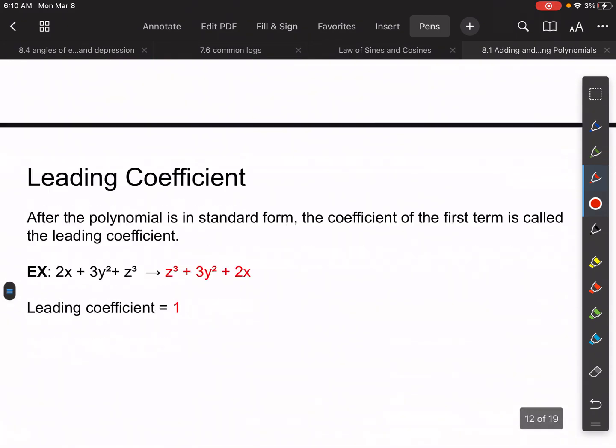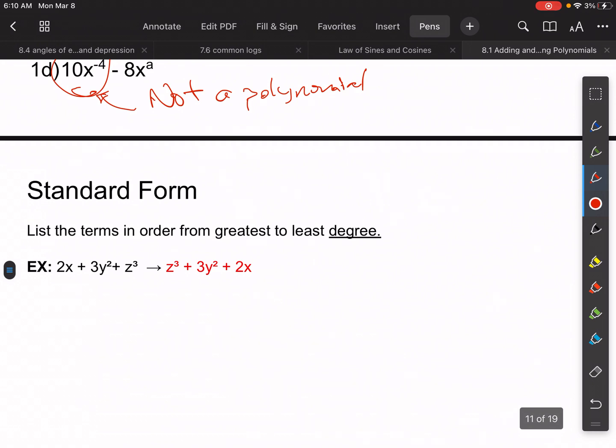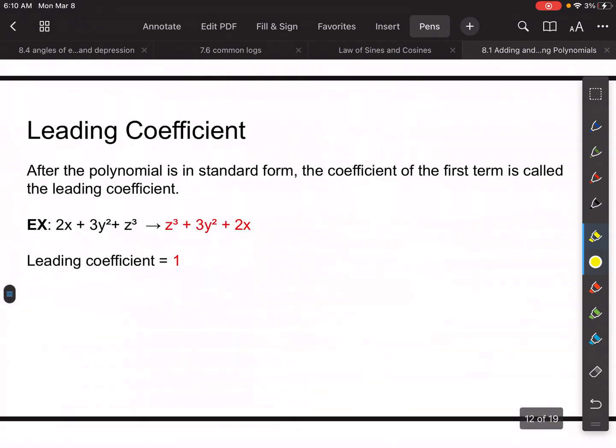Then we have to talk about standard form and the leading coefficient, and then we will do a bunch of examples and be done. So here we go. Standard form just says, list the terms in order from the greatest to the least degree. I've already kind of mentioned this. So notice example 1 here. The biggest degree is actually the z term. It has a degree of 3. The y term has a degree 2. The x term is degree 1. So we rewrite it in order of degree so that the highest degree is first. So z to the third is first, then 3y squared, then 2x. Okay, so that's an example.